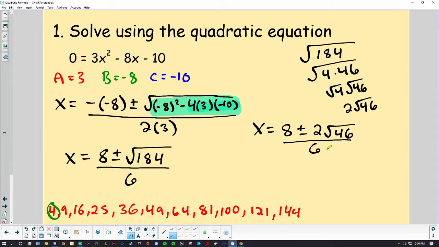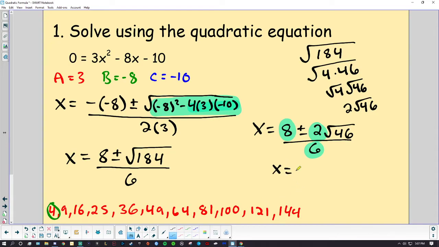Okay, but we're not done yet because if you remember, we need to simplify and reduce any fractions if we can. Sometimes you can't. So let's see. Here are my numbers, 8, 6, and 2. What can I pull out of an 8, 6, and a 2? You're right, I can pull out a 2. So let's divide everything by 2.